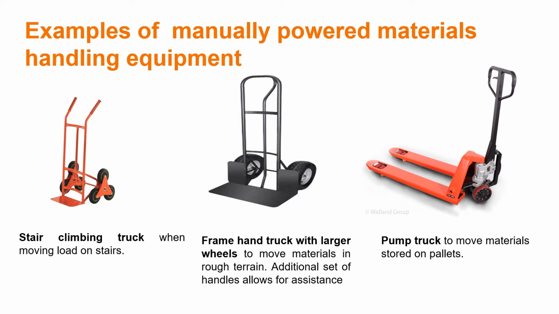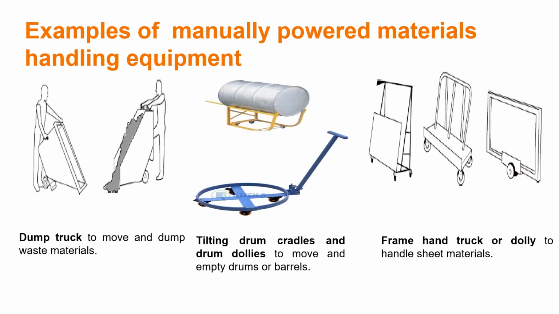So this is just a hand truck that is used on stairs. Frame hand truck with larger wheels. So this is just a hand truck with larger wheels. And a pump truck to move materials stored on pallets. Dump truck to move and dump waste materials. Tilting drum cradles and drum dollies to move and empty drums or barrels. And finally, frame hand trucks or dollies to handle sheet materials. These are the examples of manually powered materials handling equipment.